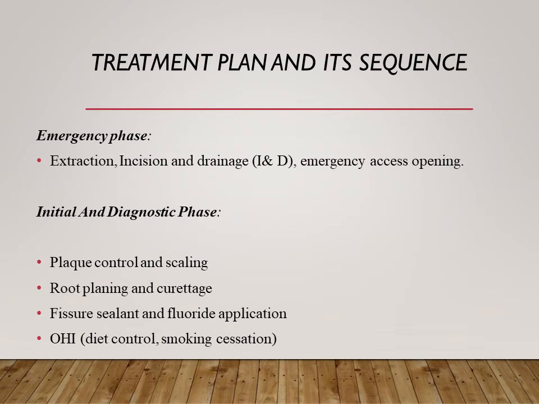Okay, and then coming to the treatment plan and its sequence. Of course you all know the first is the emergency phase. This is the most important one. If the patient is in severe pain, you obviously cannot send the patient back until you alleviate the pain, or help the patient out in some sort of a way. So emergency access openings are a good example, incision and drainage for abscess cases, and extraction of hopeless teeth in which the patient is having severe pain.